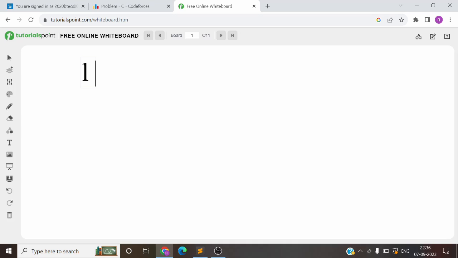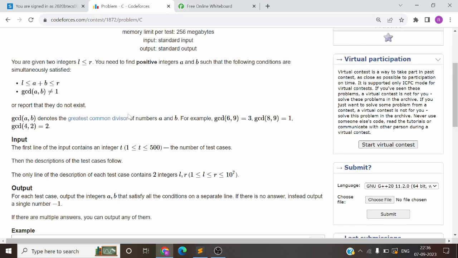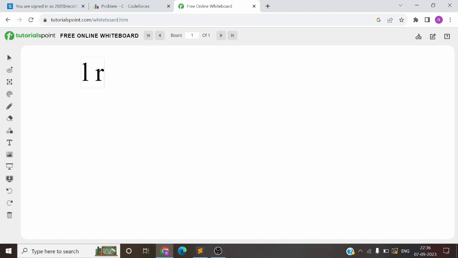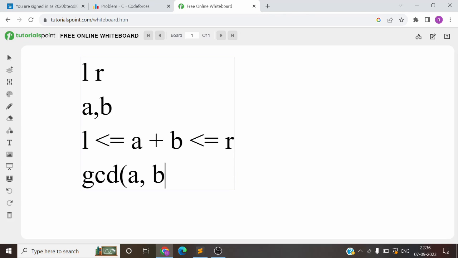There are two values given, L and R. What you need to do is find two values whose sum lies between L and R, and whose GCD is not 1.